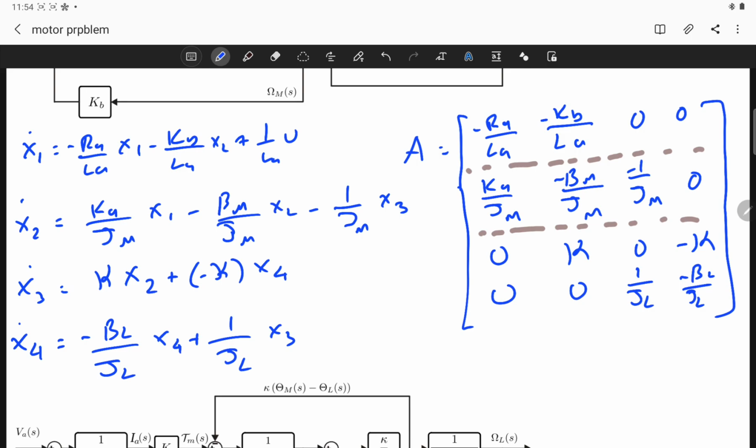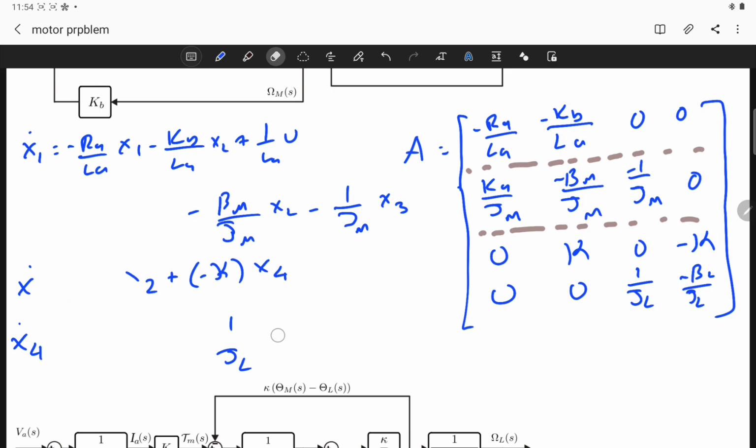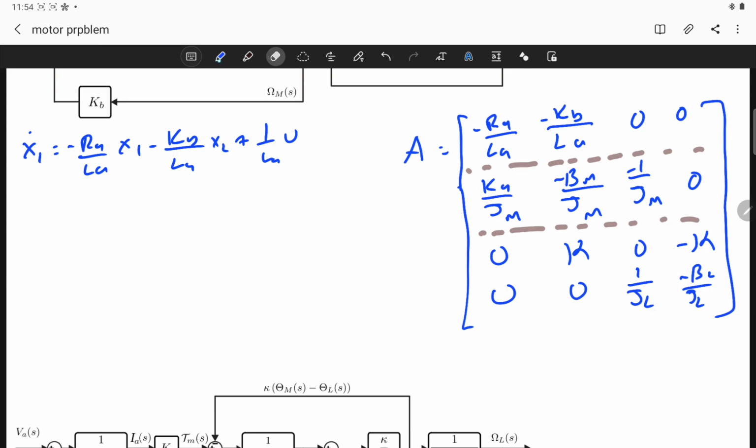So the B matrix is very easy. As you can see, x2, x3, and x4 don't depend on the input, so I don't need them. I can clean them. Of course, we need to make sure that everything is correct. I'm not checking my computations. B is equal to, it depends on u, 1 over LA. So it is 0, 0, 0. We computed the B matrix. Sorry for that. So this is the B matrix.